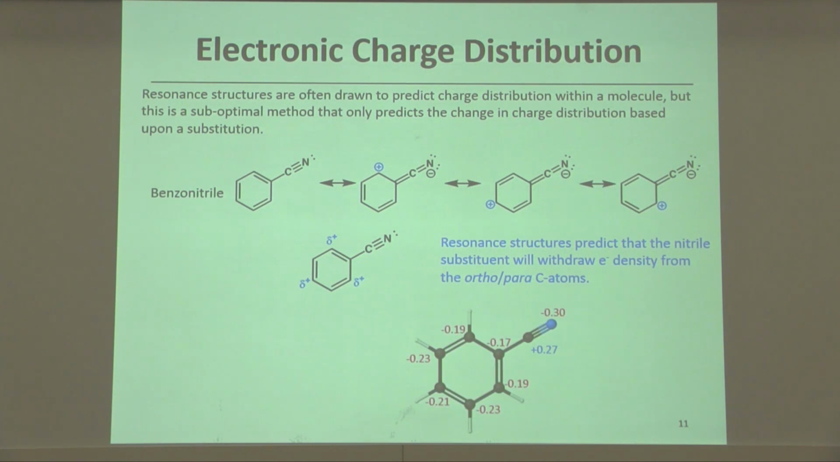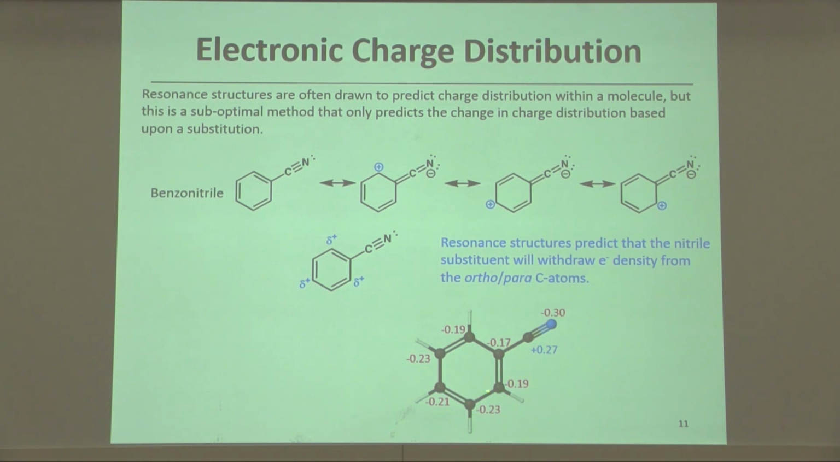Here's the actual charge distribution for that molecule. We see that the only atom that's labeled positive is the carbon atom bound directly to the nitrogen. It has a charge of plus 0.27. It is the most positive atom in the molecule, and that makes good sense because it's bound directly to the nitrogen atom. Through the sigma framework between the carbon and the nitrogen, the nitrogen will draw electron density off of that carbon atom, making it positive. All of the rest of the carbon atoms are actually negative in charge.